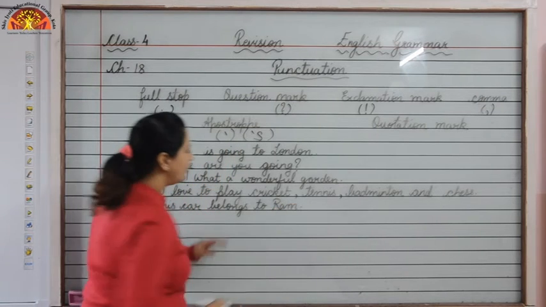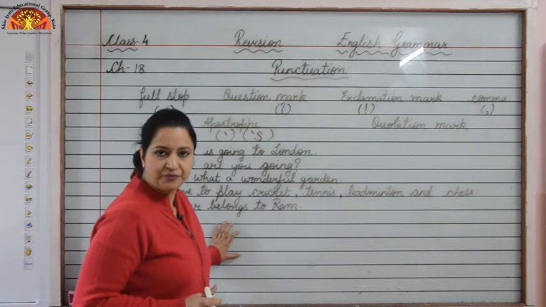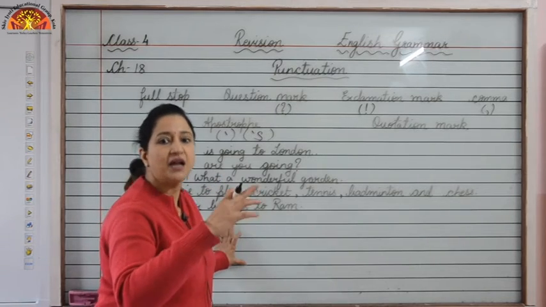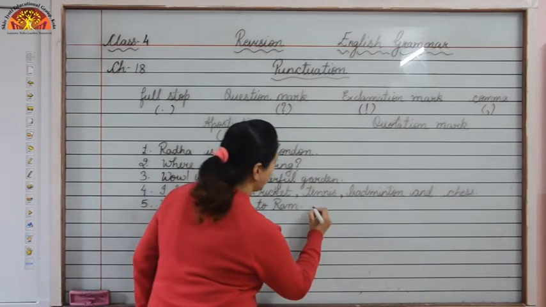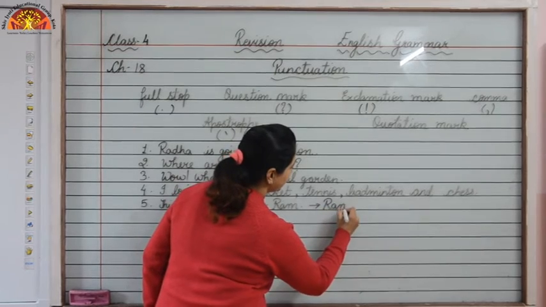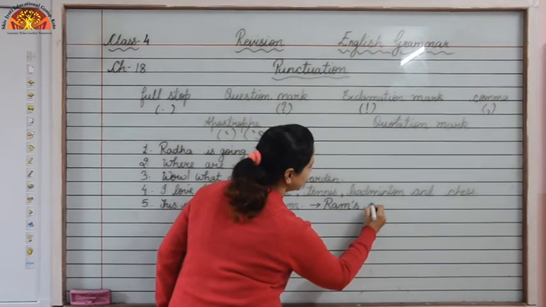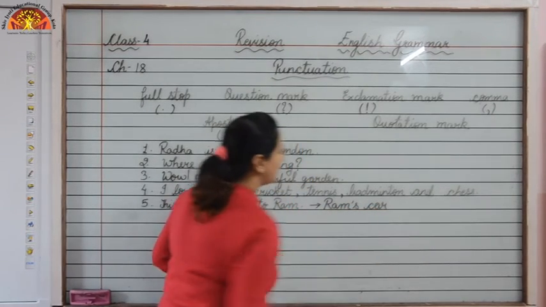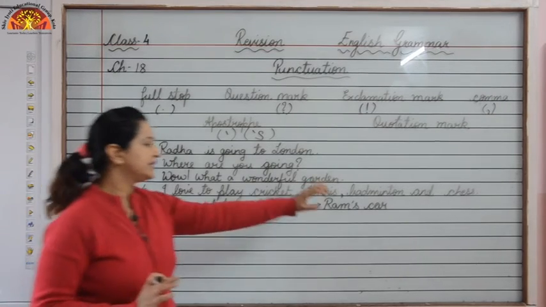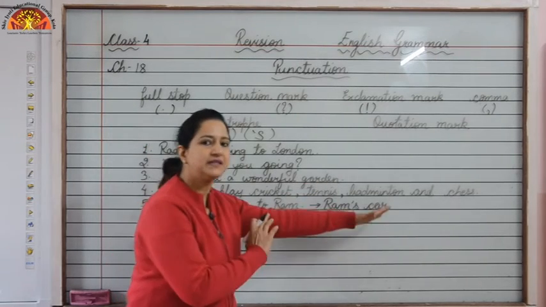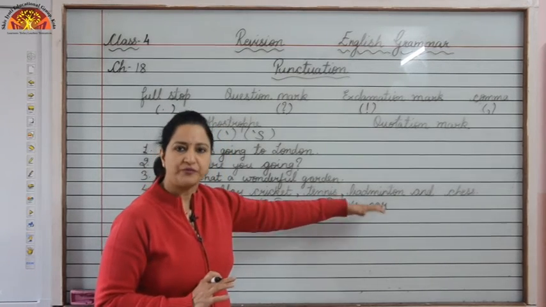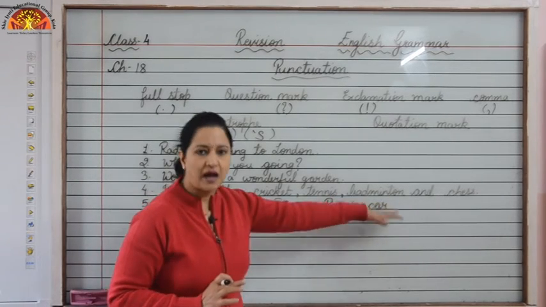Now, by using apostrophe S, this will convert into Ram's car. I am writing here, it will become Ram's car. Here this car belongs to Ram, and this also means that this car belongs to Ram. Only here we have used apostrophe S, Ram's car.